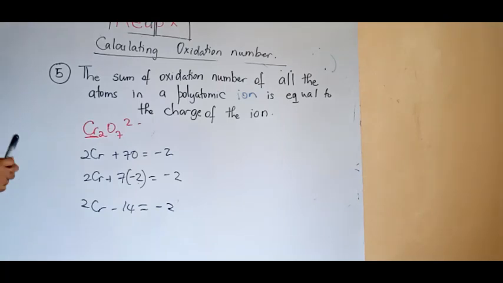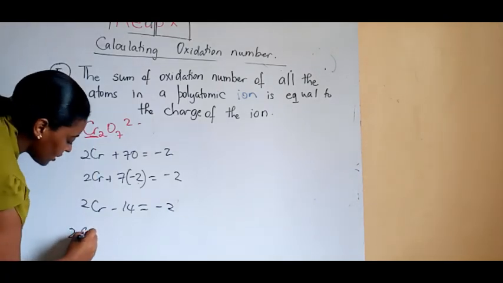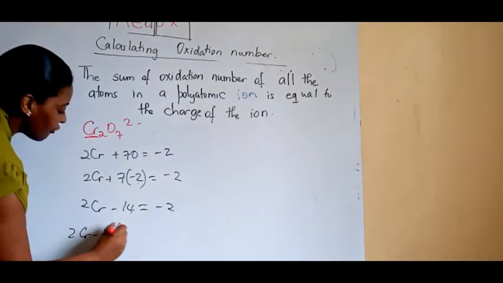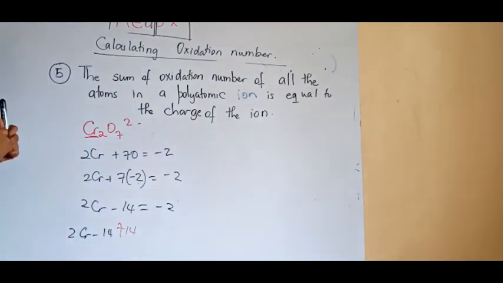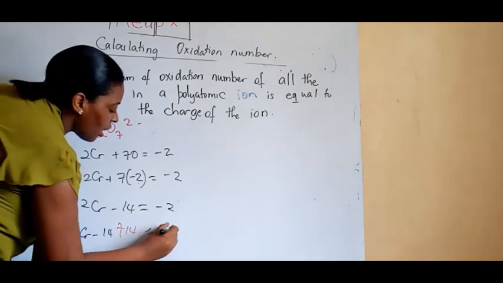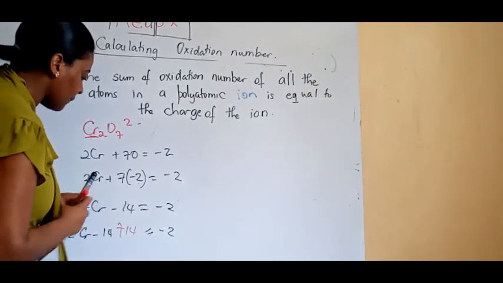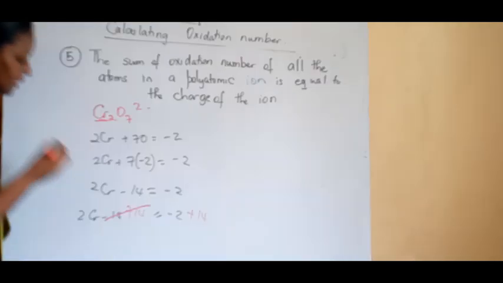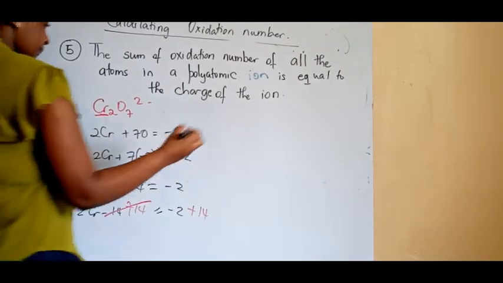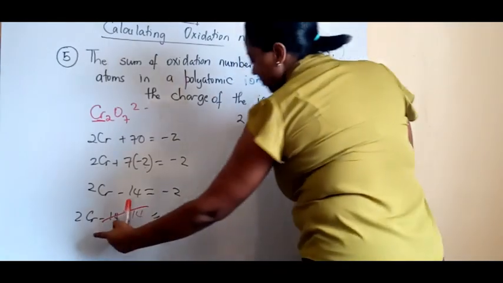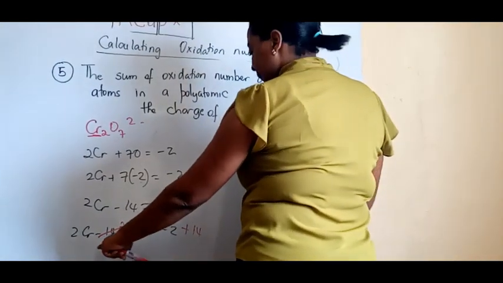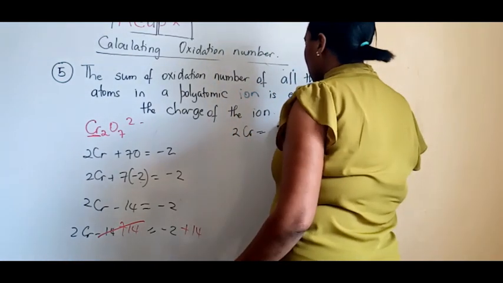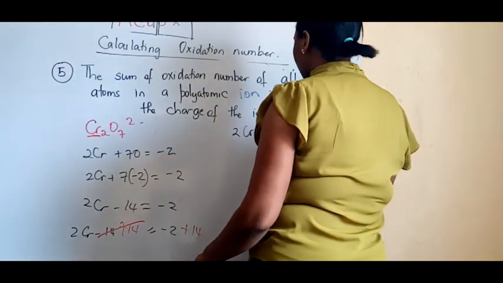Here we want Cr by itself. So 2Cr minus 14. To get rid of 14, we're going to add 14. What we do on one side of the equation, we will also do on the other side. So we're going to add 14. This cancels this. So 2Cr equals, I'm writing back this, negative 2 plus 14 equals positive 12.